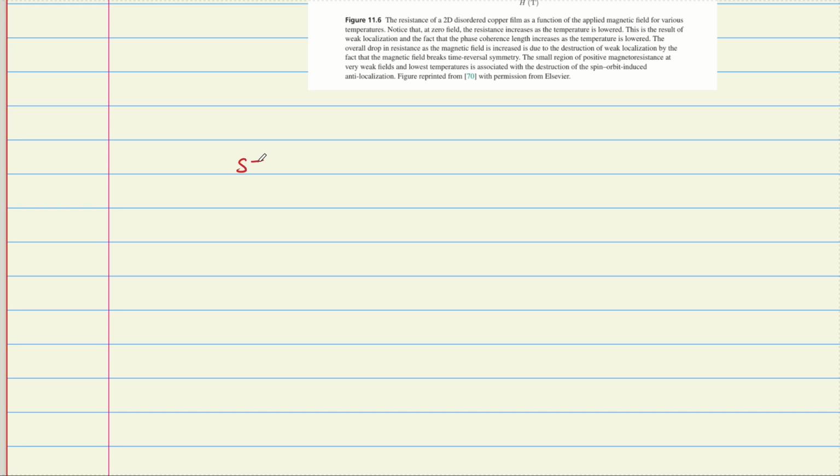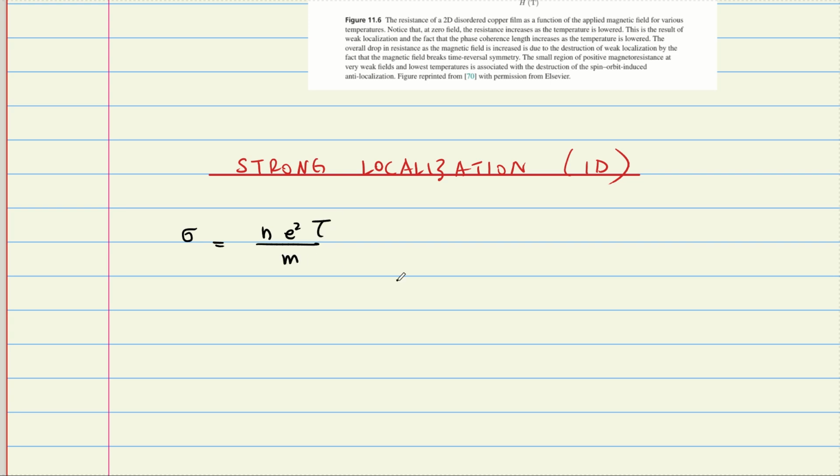So let's calculate. In 1D, if you do exactly the same line of calculation, what you find is that all states are localized strongly. And that's why we call it strong localization. And this is in 1D. So again, what we are doing is we start with the Drude formula, so this is n e squared tau over m. And what we did was calculate n, and n in one dimension is like 2, right?